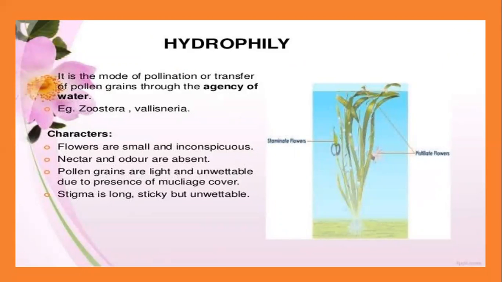Hydrophily is the name for plants which undergo water pollination. It is the mode of pollination or transfer of pollen grains through the agency of water. Examples: Zostera, Vallisneria, etc. In these plants, the flowers are small and inconspicuous. Nectar and odor are absent. Pollen grains are light and unwettable due to the presence of a mucilage cover. The stigma is long, sticky, but unwettable.